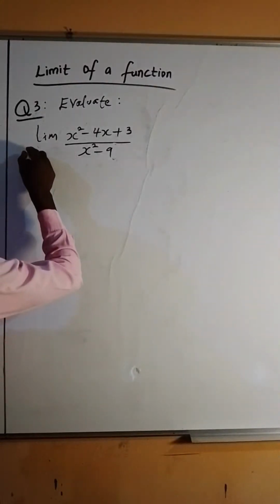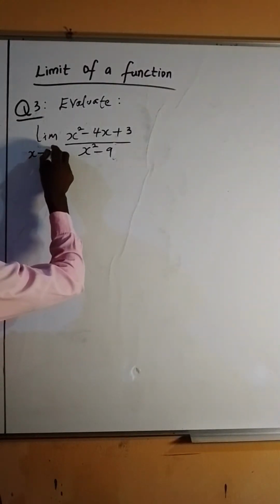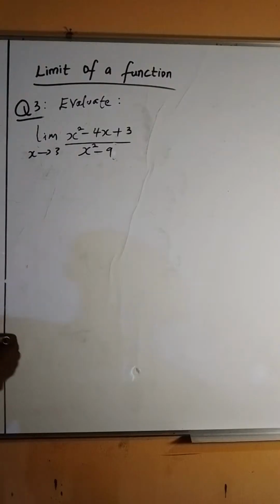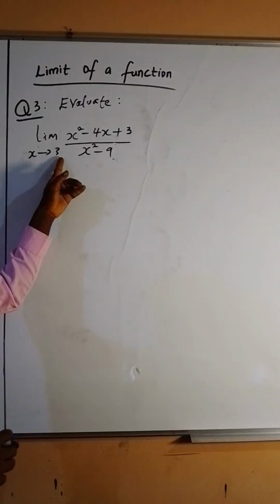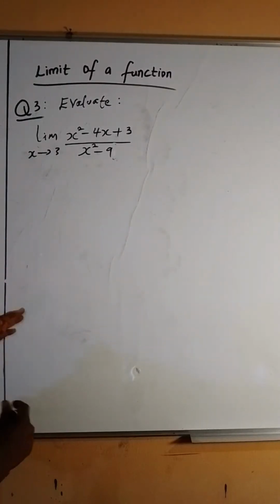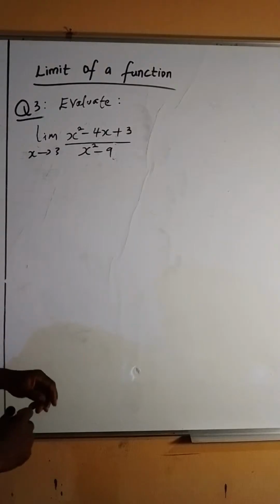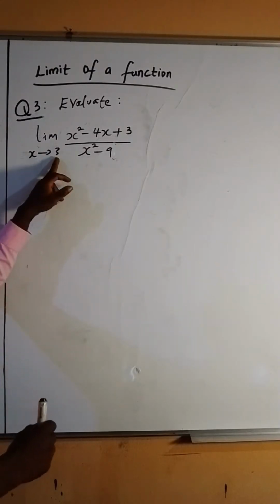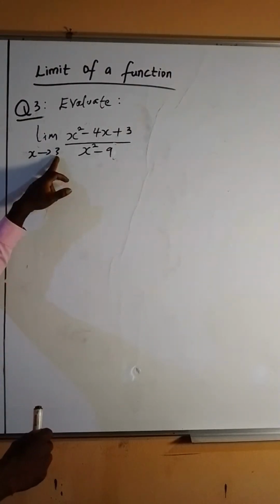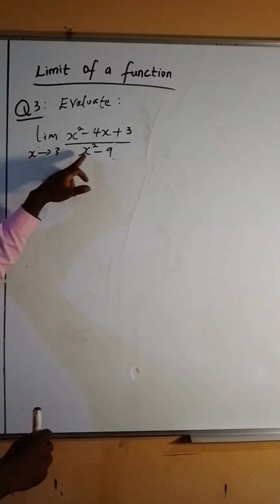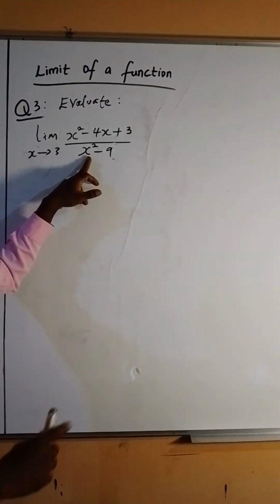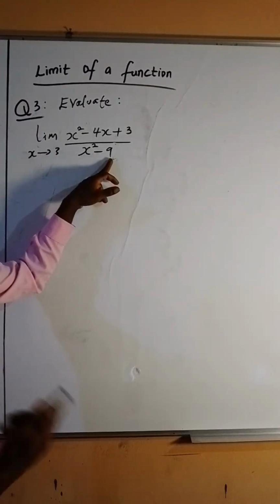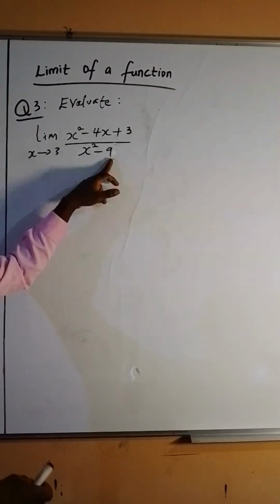So this is another question. Now you can see that we have the same issue as we had in the previous question, question number 2. If you substitute 3 directly, you have 3 squared, which is 9. 9 minus 9 will give you 0, and that is not good for this question.